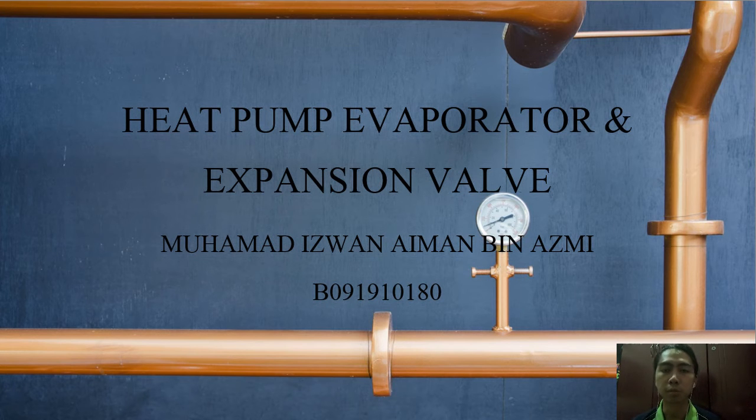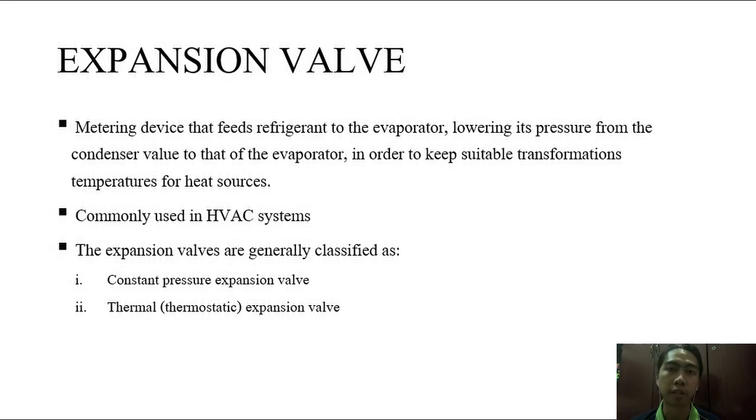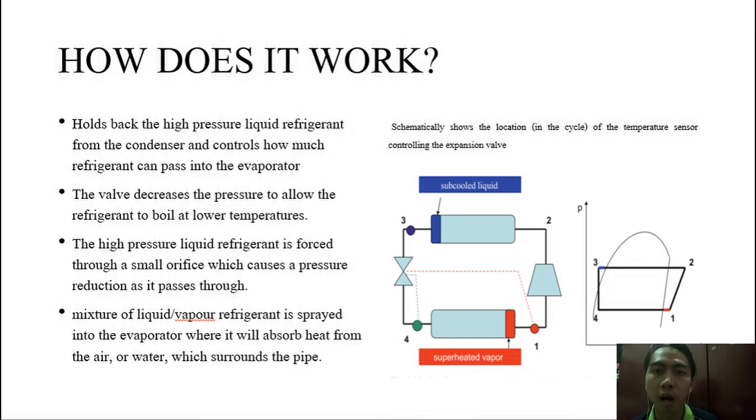So I'm going to present the main component of the heat pump, which is the expansion valve. The expansion valve is a device that feeds refrigerant to the evaporator, lowering its pressure from the condenser to the evaporator in order to keep a suitable temperature for heat. The expansion valve is an essential component in almost every refrigeration cycle, and the thermostatic expansion valve is the most commonly used within HVAC systems. So how does it work?